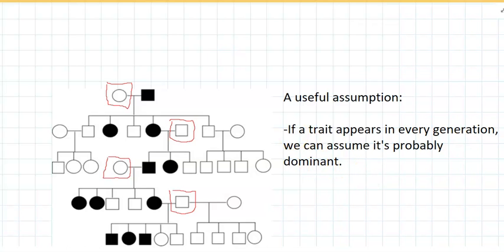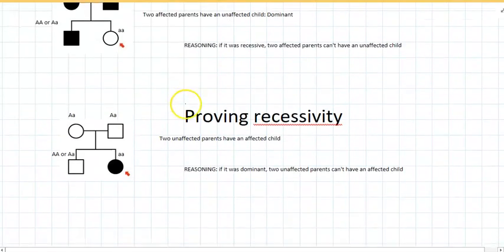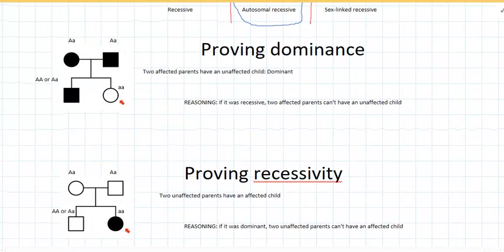But of course, like everything in biology, there's exceptions to the rule. So we can't be sure. This could actually be a recessive trait, but it's more likely that it's a dominant allele being passed on from one generation to the next. Okay, so that's how we problem solve using pedigree charts to prove dominant and recessive traits.